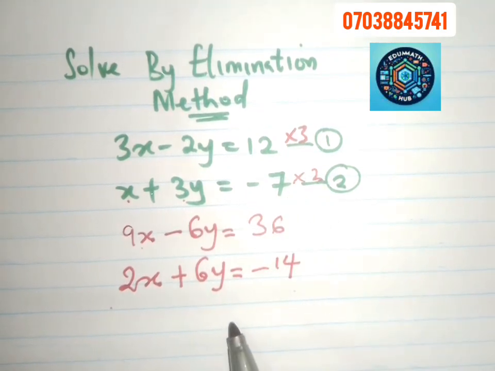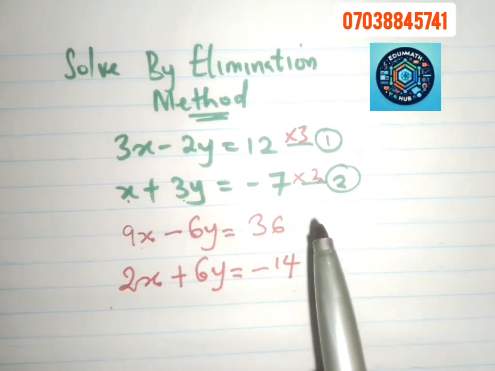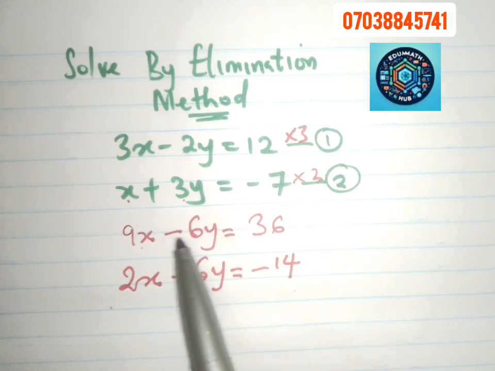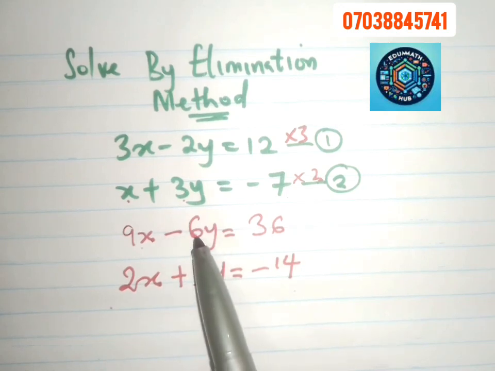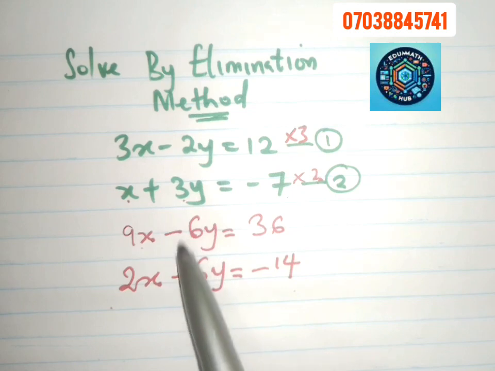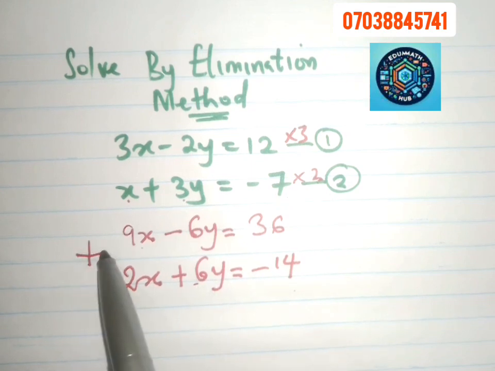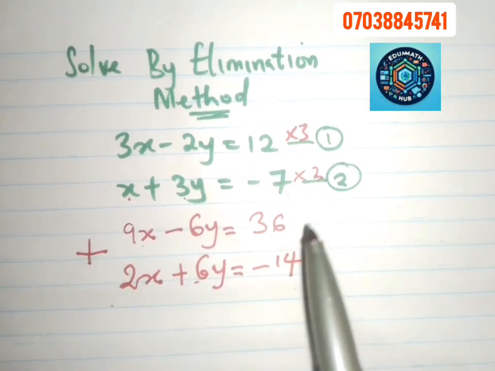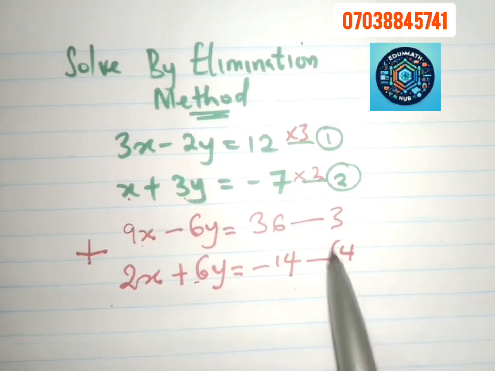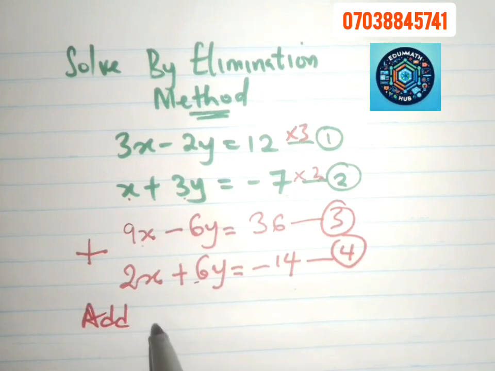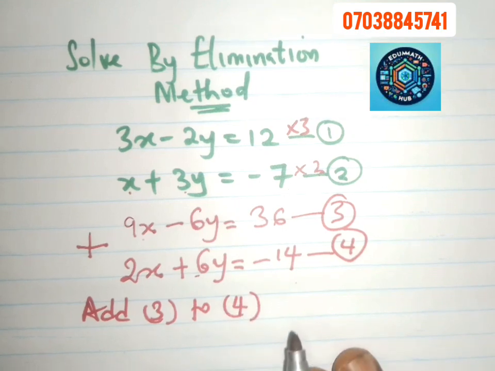So don't forget the formula I gave to you. When you have the same sign, you subtract; different signs, you add. So in this case, you can see you have minus 6y and plus 6y. The figures are the same, 6, 6, but the signs are different. To eliminate y, you have to add. If you subtract, y will not be eliminated, so you need to add. So you just write plus here. So when you add, this is equation 3 and this is equation 4. So you can just add equation 3 to equation 4. So you are adding now.